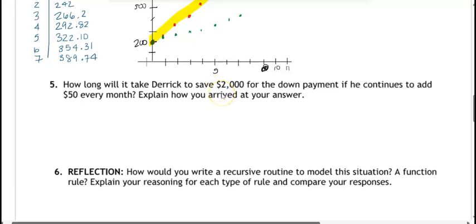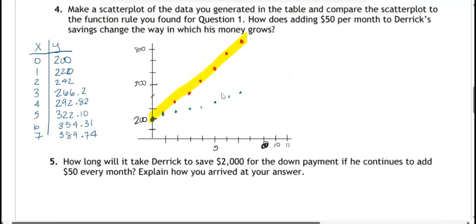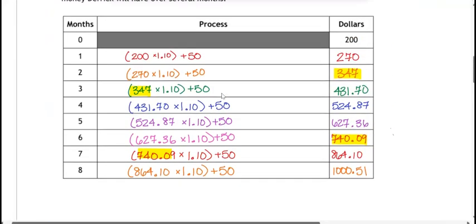How long will it take Derek to save $2,000 for the down payment if he continues to add $50 every month? Explain how you arrived at this answer. So here, we're going to have to take this pattern that we have right here and keep continuing on in order to get to it. There's no real set equation that we're going to use to find that outside of having to use the previous value, because I can't really do it otherwise without some long, complicated thing.